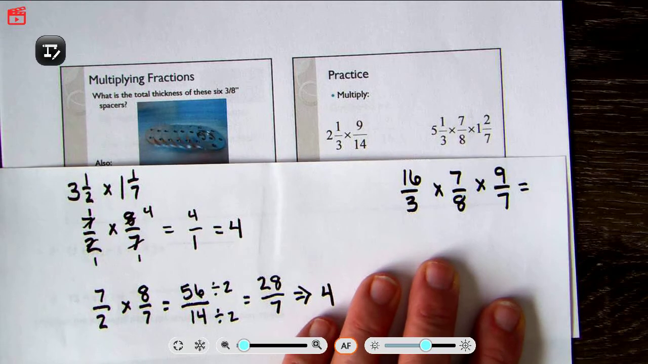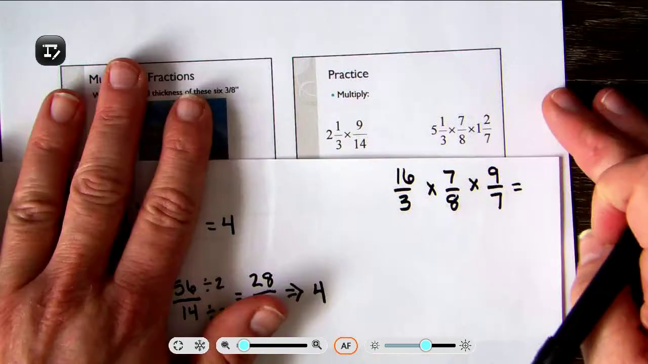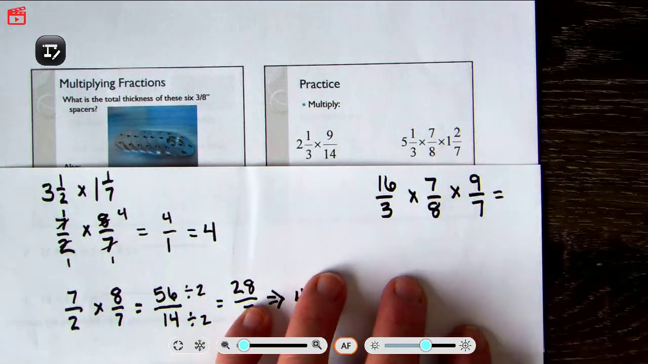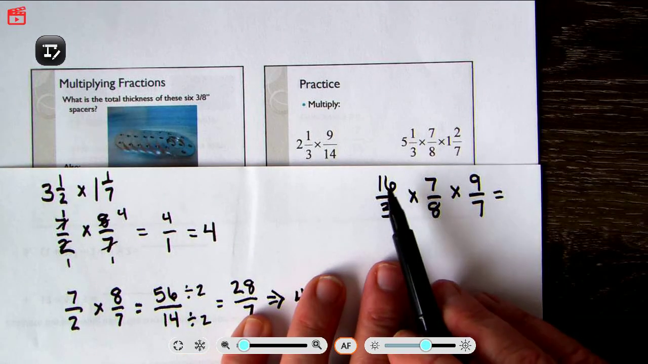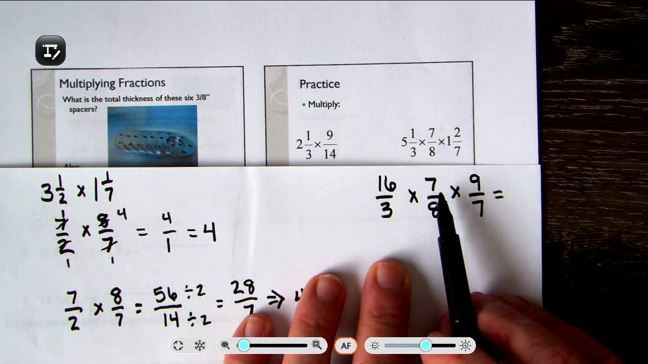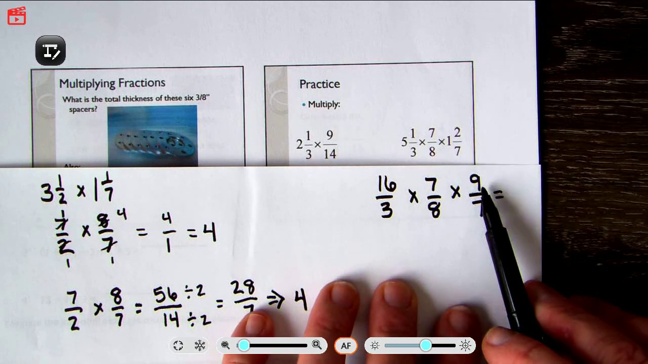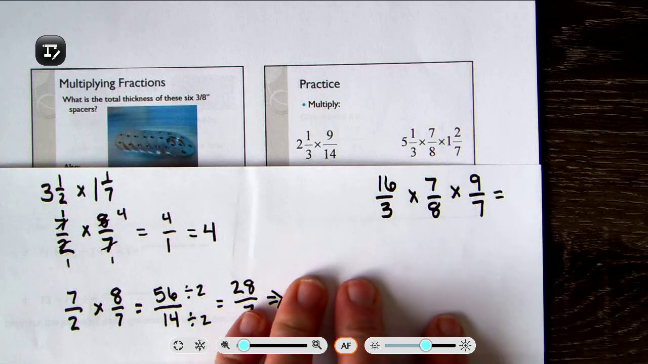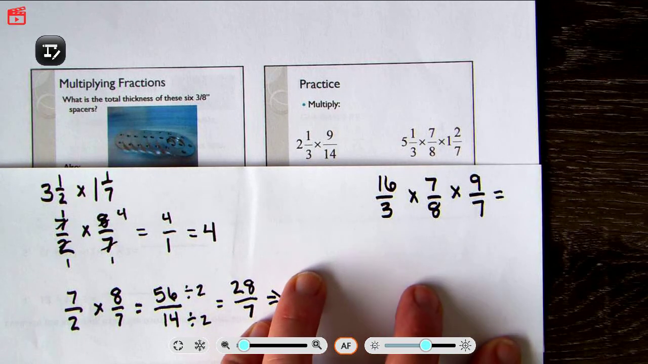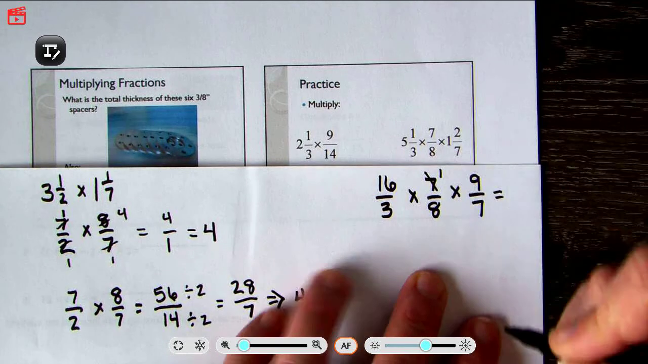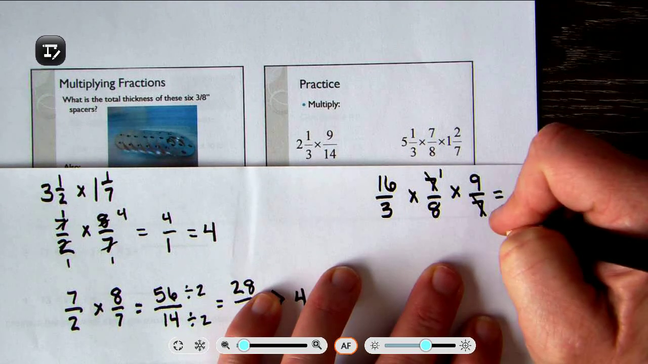Okay, this one it would probably be to our advantage to do some reducing ahead of time, because if I multiply across the top 16 times 7 times 9, that is a very large number. So if we do reducing ahead of time, it keeps the numbers smaller. Looking in the numerators and the denominators, I notice there's 7s in both. So 7 divided by 7 is 1, and 7 divided by 7 is 1.